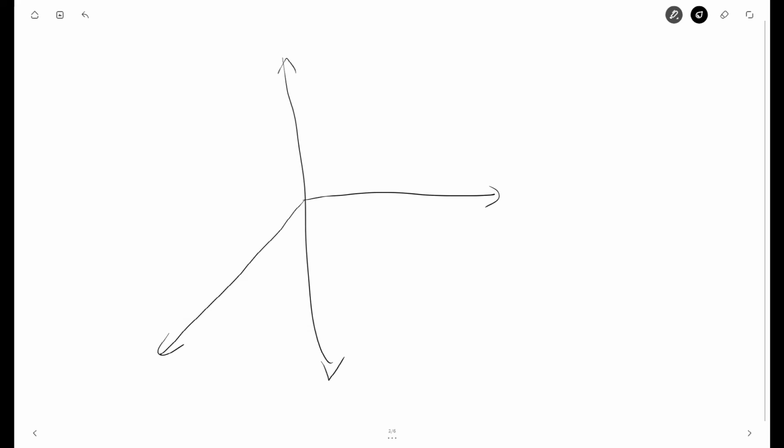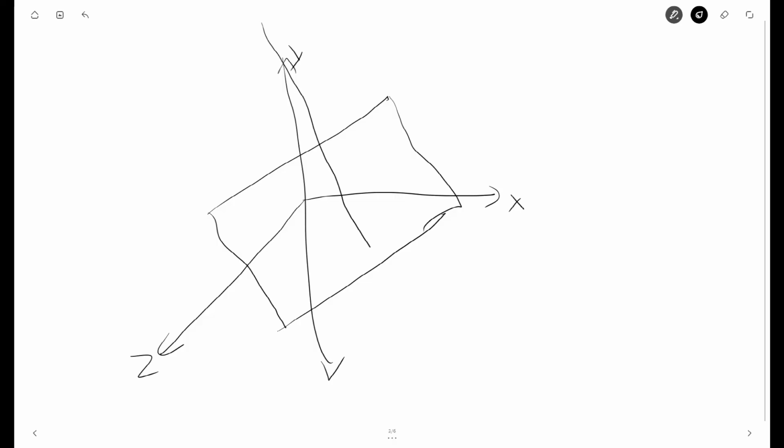Now we are working with a three-dimensional system, something like x, y, and z. Let's say one plane is going like that, and then another plane is going like that. And let's say it touches here, it crosses here, so this line here.